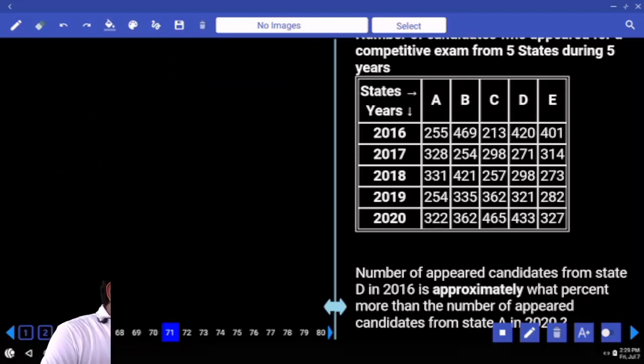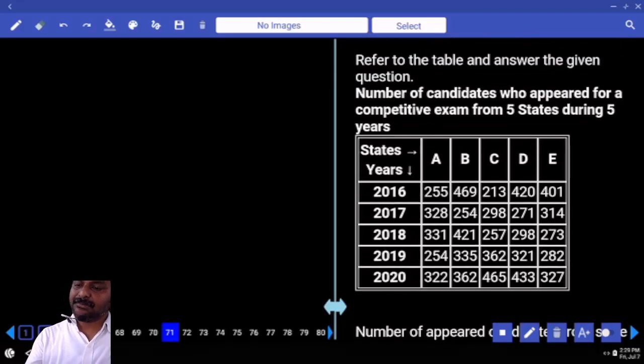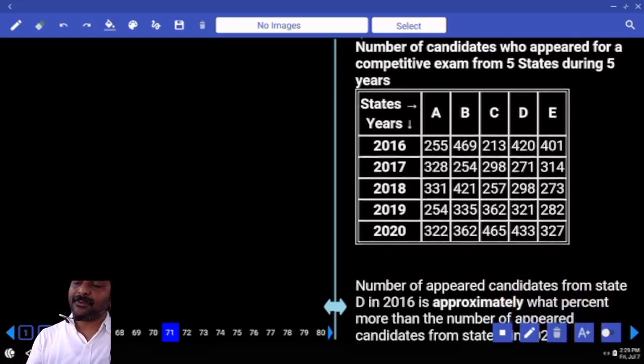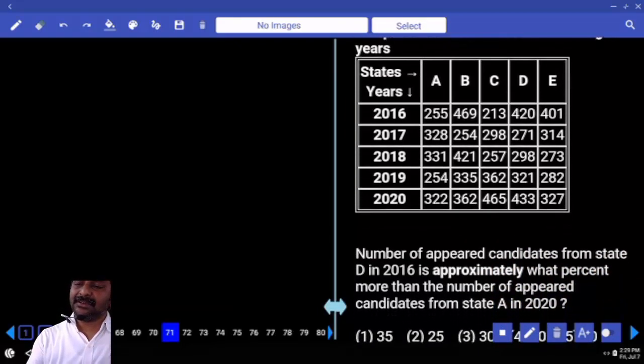Two images set must be given the second priority. Single image must be given the highest priority when you are solving data analysis. Is that okay? So, a simple table: number of candidates who appeared for 5 competitive exams from 5 states during 5 years.